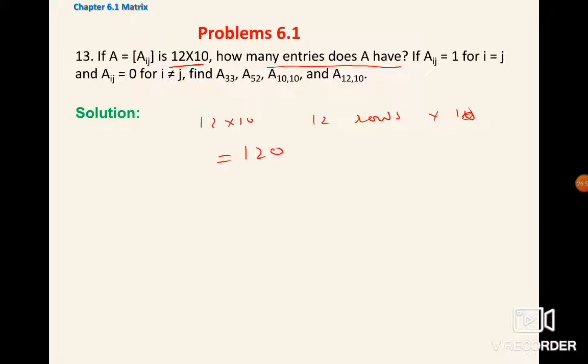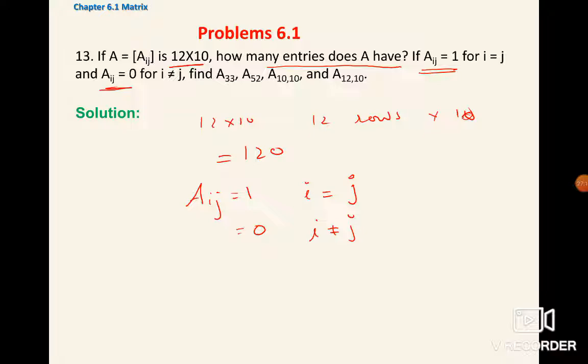Okay, now Aij is given as 1 for I equal to j, and Aij is 0 for I not equal to j.